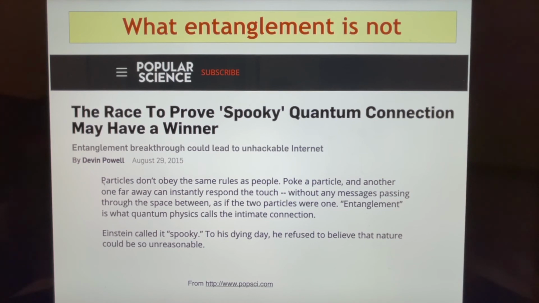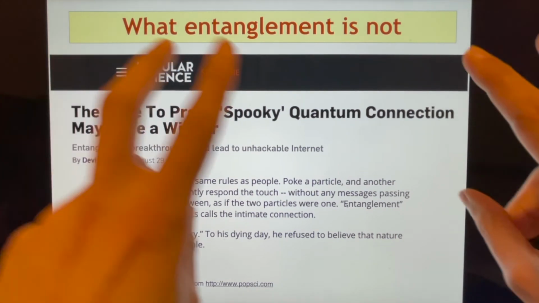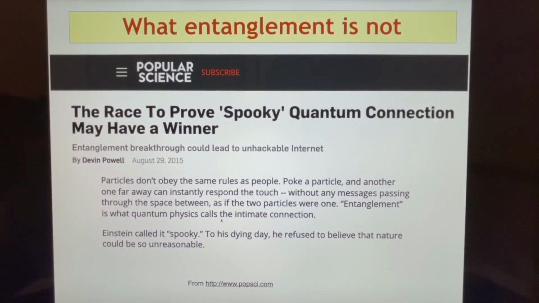And then I'm sorry, Devin Powell, I don't think that you are particularly bad or anything. This is something that happens to many people doing popular science. But look at this: particles don't obey the same rules as people. Okay. That is good to know. Poke a particle and another one far away can instantly respond to the touch without any messages passing through the space between, as if the 2 particles were one. Entanglement is what quantum physics calls the intimate connection. I mean, no quotes, but there should have been quotes there.